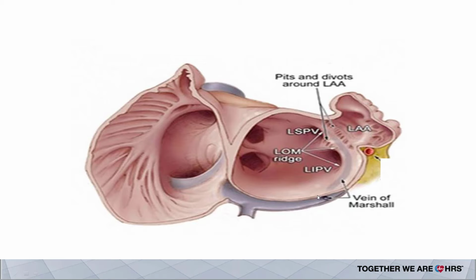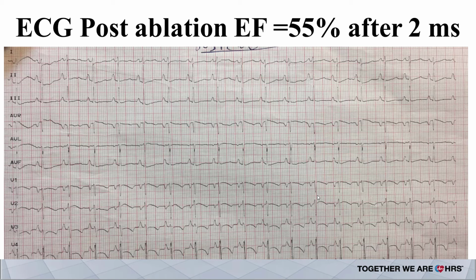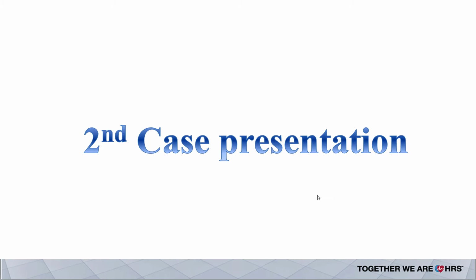And there is a lot of research nowadays going on to inject alcohol in the vein of Marshall in order to ablate the posterior wall of the left atrium in atrial fibrillation, persistent atrial fibrillation. On follow-up, the ejection fraction improved, and the patient remained in normal sinus rhythm, lucky enough.